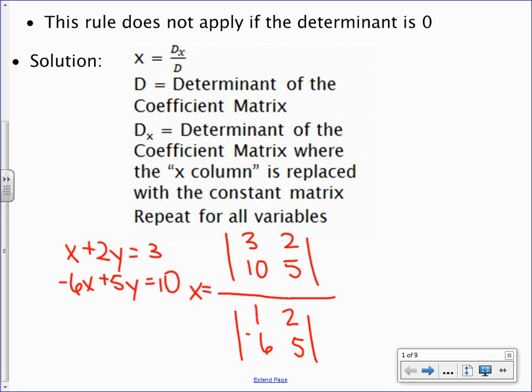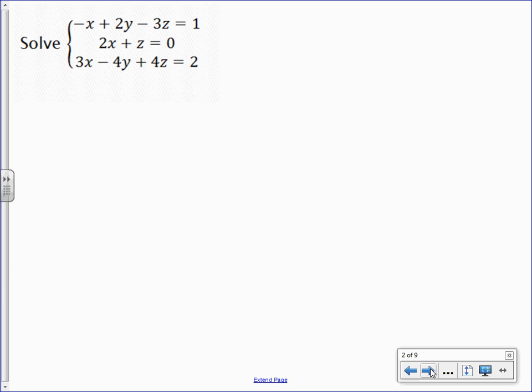Questions? Okay. We are going to do a 3-variable example.